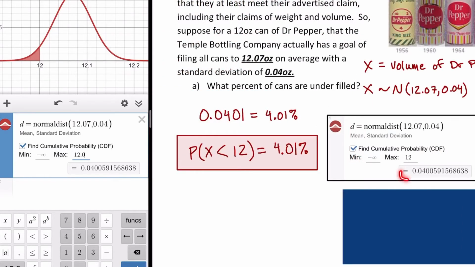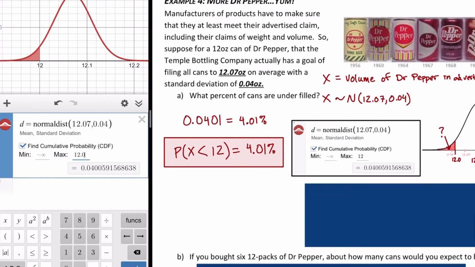From Desmos, we get 0.040059 and so on. Rounded to 4 decimal places, that's 0.0401. If I convert this to a percent, I end up with 4.01%. So the likelihood, assuming this distribution is what the Temple Bottling Company produces, is that just over 4% of Dr. Pepper cans would be underfilled.